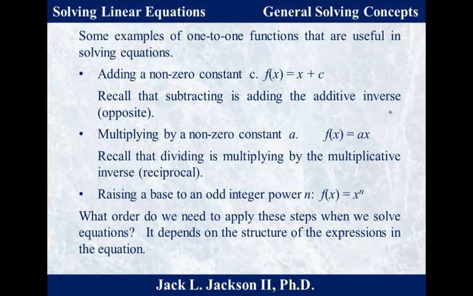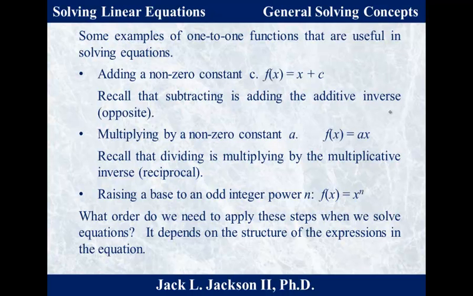Multiplying by a non-zero constant a, f of x equals a times x, that's also a one-to-one function. And dividing is just multiplying by the multiplicative inverse, the reciprocal. So whether you call it multiplying or dividing, you can still write it as multiplication. This tells us that if we multiply both sides of an equation by the same number, as long as that number is not 0, then we get a new equation whose solutions are exactly the same as the original solutions.